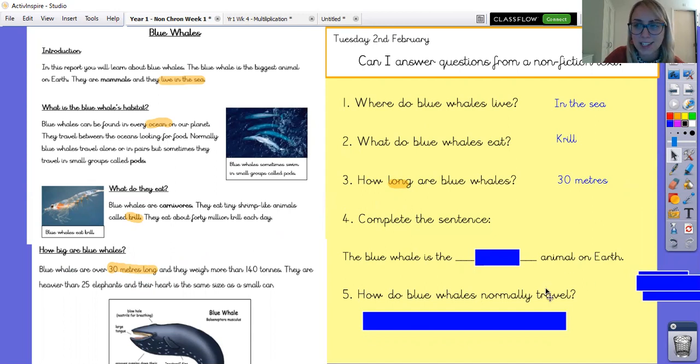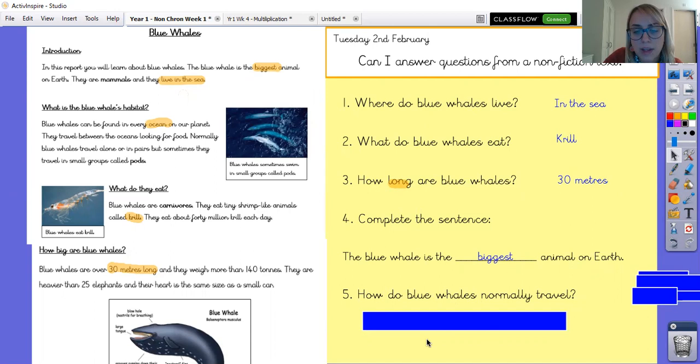Okay, question 4, complete the sentence. The blue whale is the something animal on earth. Okay, now I remember it's in the introduction, we learn a really interesting fact. We read, it says the blue whale is the biggest animal on earth. Wow, it's the biggest animal on earth. Hopefully you found that information as well from our text.